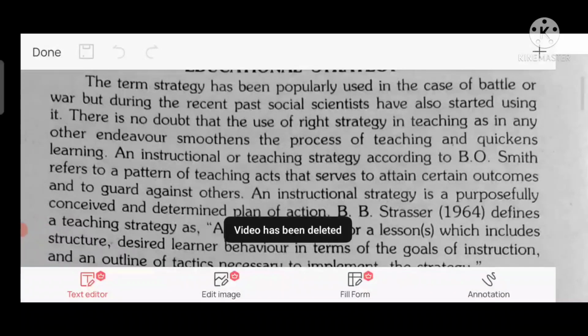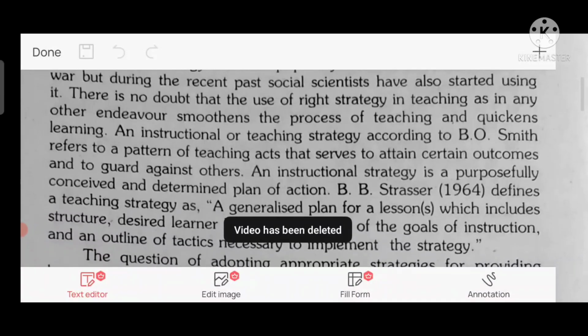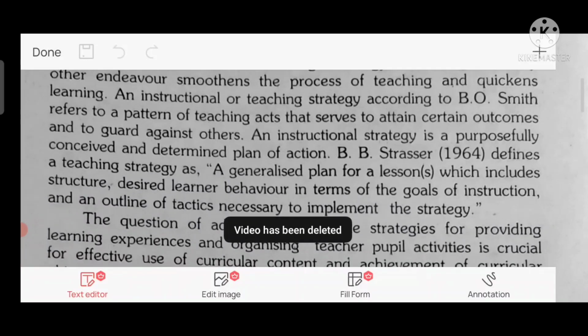An instructional or teaching strategy, according to B.Ed Smith, refers to a pattern of teaching acts that serves to attain certain outcomes and to guard against others. An instructional strategy is a purposefully conceived and determined plan of action.